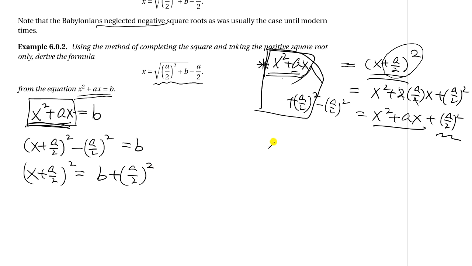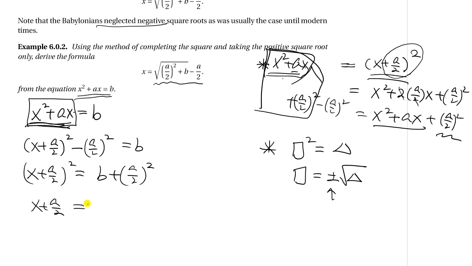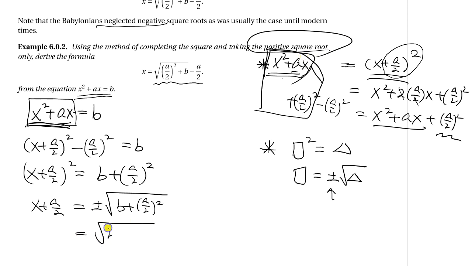Then another algebra rule we know is something squared equals triangle. Then that square is plus or minus the square root of that, right? Don't forget that. We need plus or minus. So x plus a over 2, that's the square part, right? Equals plus or minus the square root of b plus (a over 2) squared. But we are only accepting the positive square root at this moment. In that era, it's only the positive square root of b plus (a over 2) squared, right?